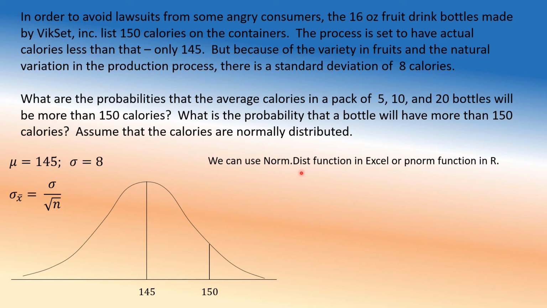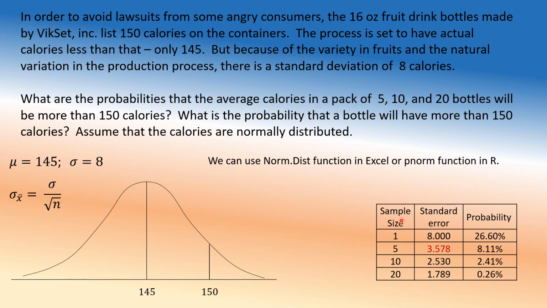So we can use either an Excel function, or we can use an R function, or we can use your Z table, or whatever. And this is what we find. Sample size 1, 5, 10, 20. Standard error 8, 3.578, 2.530, 1.789. How did we get this one? Well, sigma is 8. Sample size is 5. So 8 over square root of 5 will be 3.578.